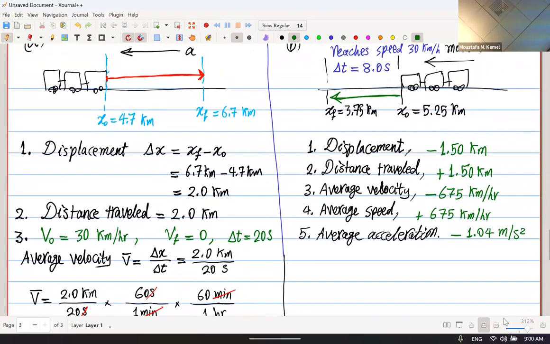So this is all we covered so far. The next topic is to get the equations of motion for objects moving with constant acceleration before giving you guys the activity to work on.